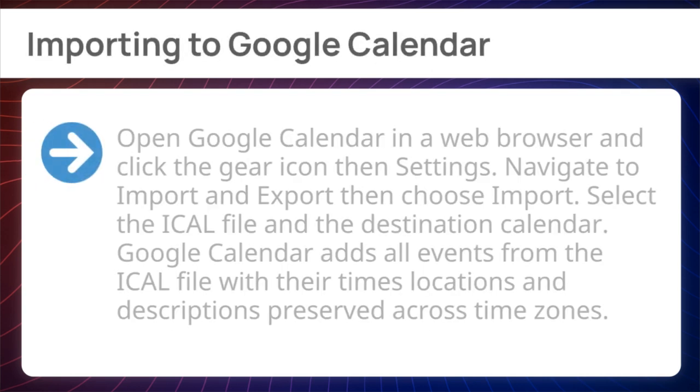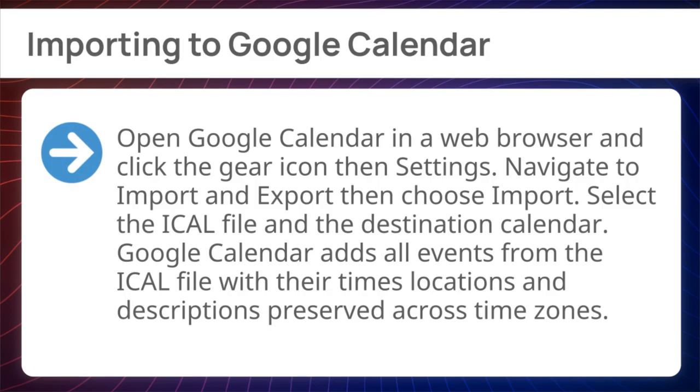Next, importing to Google Calendar. Open Google Calendar in a web browser and click the gear icon. Then Settings. Navigate to Import and Export, then choose Import. Select the iCal file and the destination calendar. Google Calendar adds all events from the iCal file with their times, locations, and descriptions preserved across time zones.